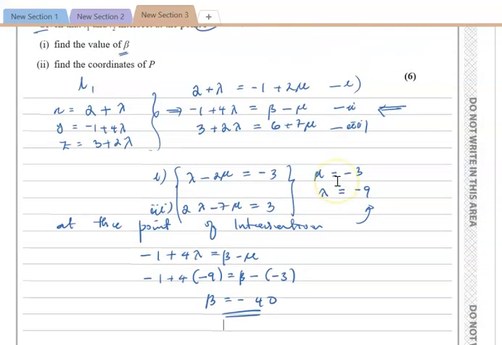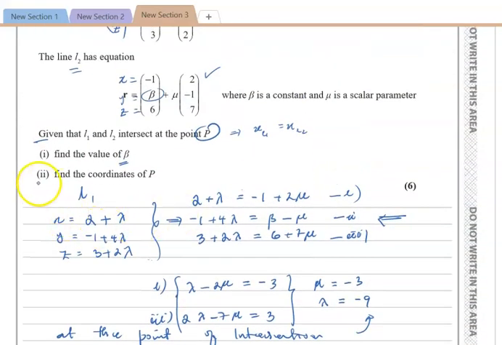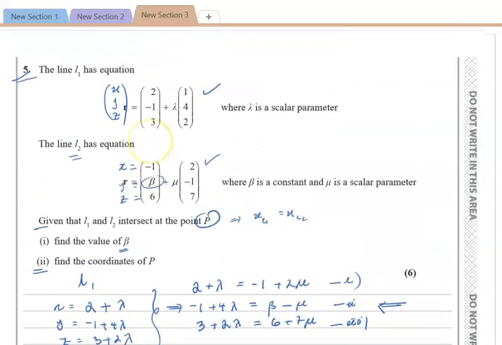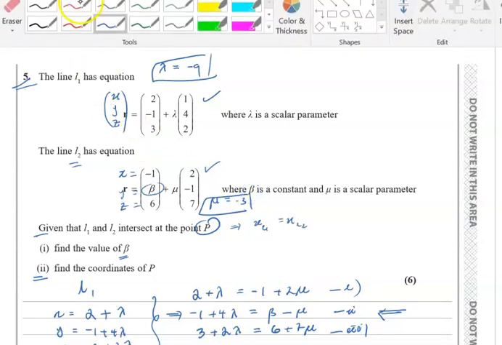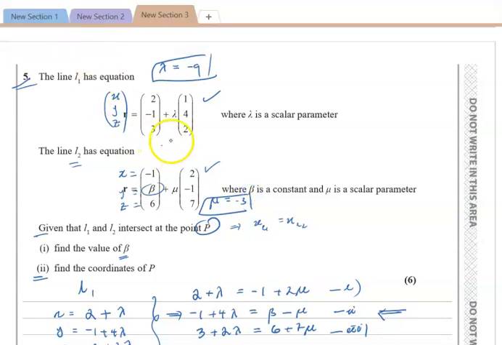Now part B of the question, they're asking us to find the point of intersection, but you have already found the condition. The condition says that for the point of intersection, lambda is equal to negative 9, and mu is equal to negative 3. So all I have to do is substitute back. I can use any of the equations, so I'll use this one here.